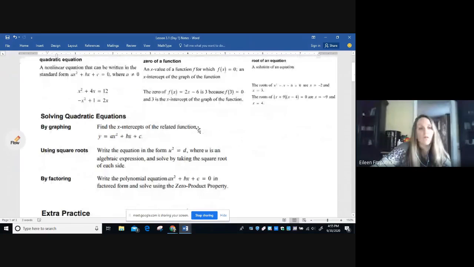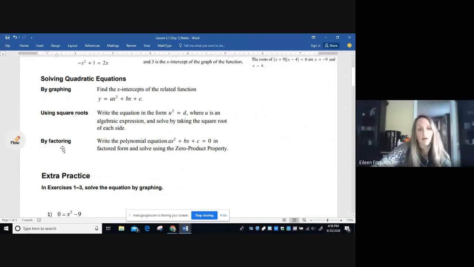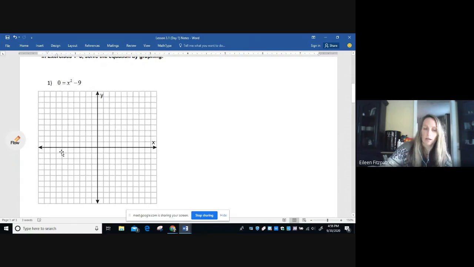We're going to solve by graphing, by square rooting, and by factoring. Today, we're just going to be looking at graphing and square rooting, then we'll move on to factoring. So to get started, we have this quadratic equation, 0 equals x squared minus 9, and we're going to solve by graphing. And just to be consistent with how we graphed in the last chapter, I'm going to look at this as a standard form equation.